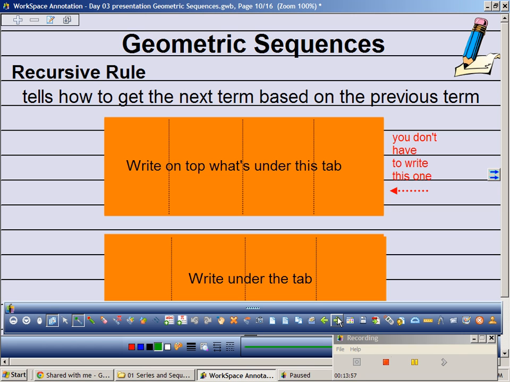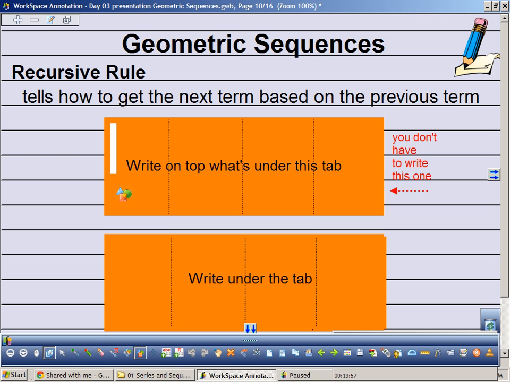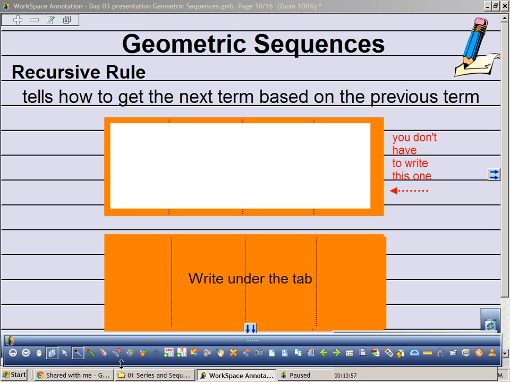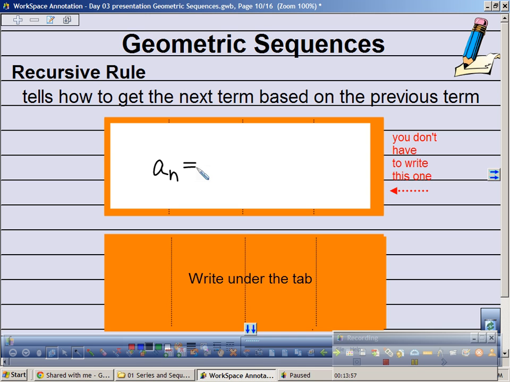At this point, I think what I'm going to do is, on your homework, let's just write the two down, because in the other class we got stuck here, and then we ran out of time. So what I want you to do is write on the top of your paper, recursive, and we're going to write the recursive one. So the recursive one is A sub n equals. Does the recursive one have A sub 1? No, right? It has R times what? It has A to the n minus 1.